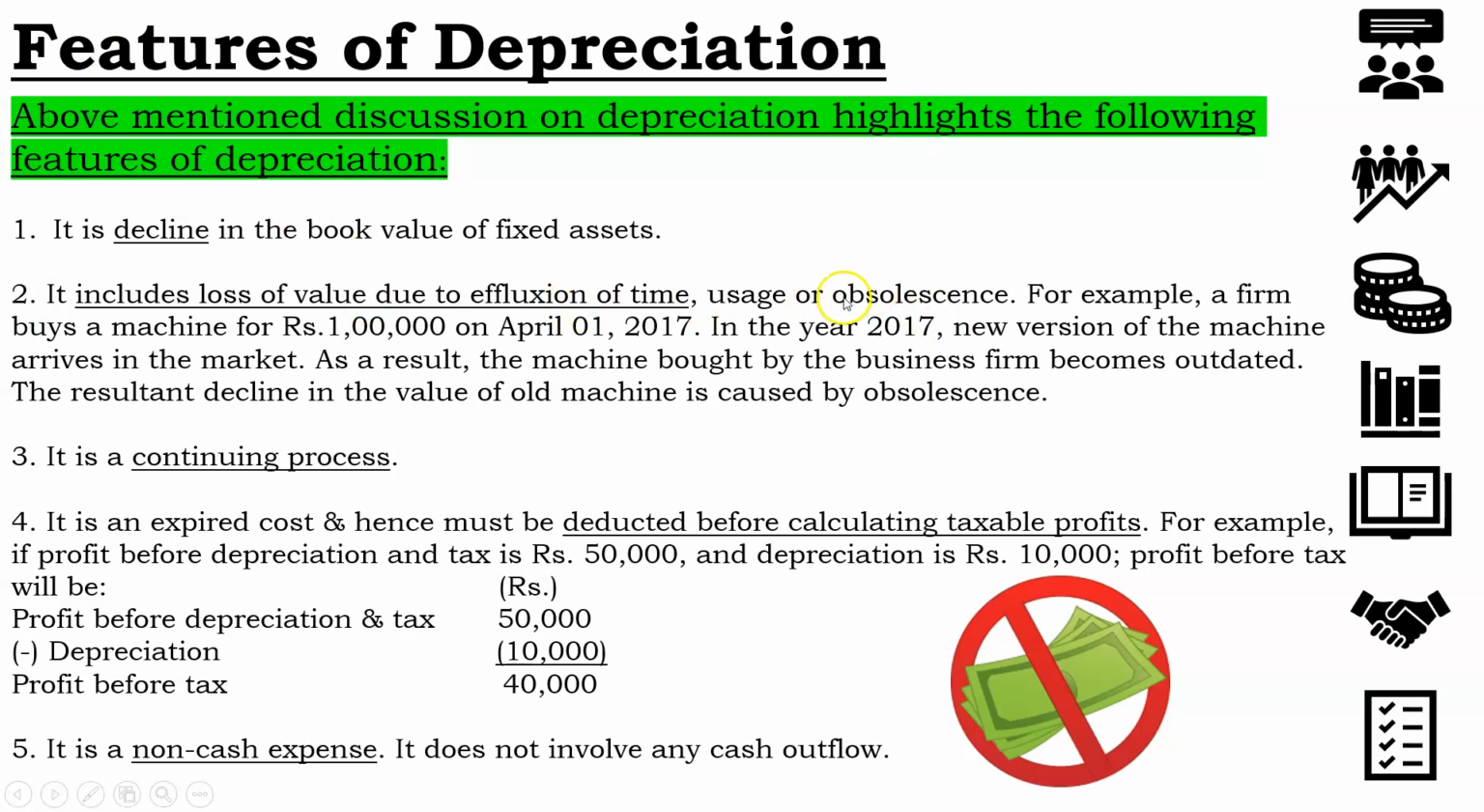We studied what obsolescence means with the help of an example where we saw that the old machine becomes outdated and a new machine is brought into the market. Also, depreciation is a continuous process. It does not happen for one day or for one week. It happens continuously, and also it is a non-cash expense. Since it does not involve any cash outflow, it is an expired cost that has happened in the past and we see it in the future. So it is very important to deduct this kind of expense from the taxable profits to arrive at the true and fair view of the balance sheet.